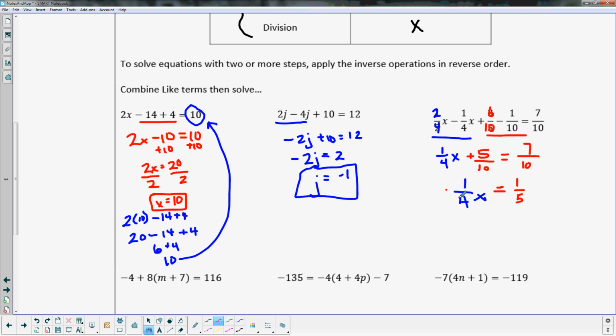The way I undo this 1/4 x, I will multiply by 4/1. I want to flip my fraction and multiply. And so this side's going to cancel out, everything's going away, and I'll end up with x equals 1 times 4 is 4, 5 times 1 is 5. So 4/5. Okay.